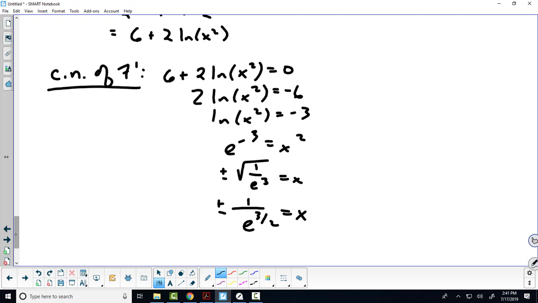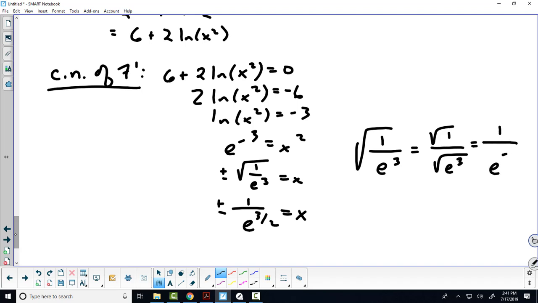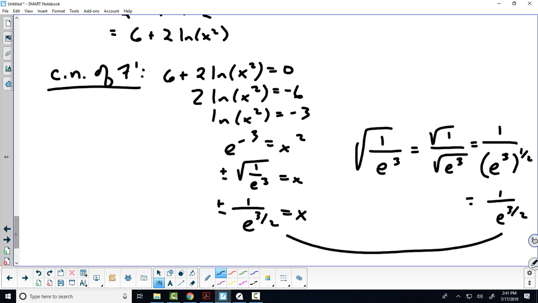So I might have been a little bit fast. The square root of 1 over e cubed is the same thing as the square root of 1 over the square root of e cubed. But that's the same thing as just 1 over e to the 3rd to the 1/2 power. Square rooting and the fractional power 1/2 are equivalent, and we get 1 over e to the 3/2. So that's where I got that from.